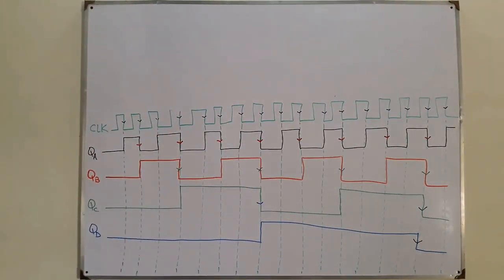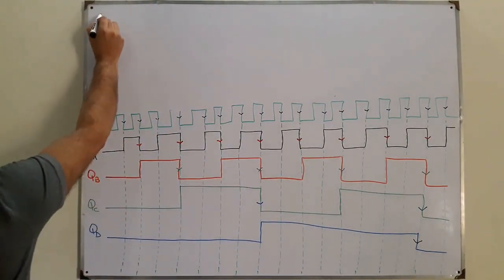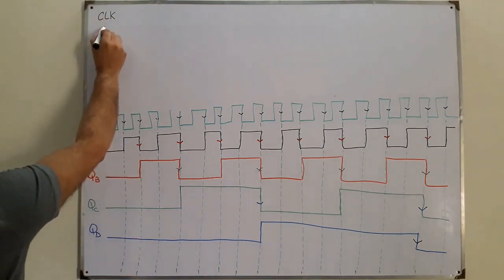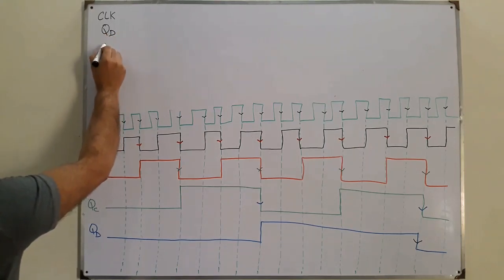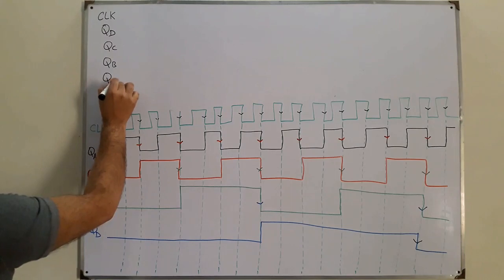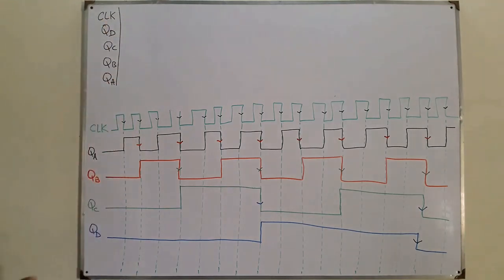So, what do we have here? We have the clock pulses. We have QD as the most significant bit. Then we have QC, QB, QA. Fine. Now let me count the number of clock pulses.